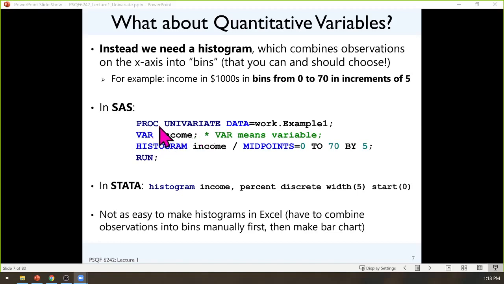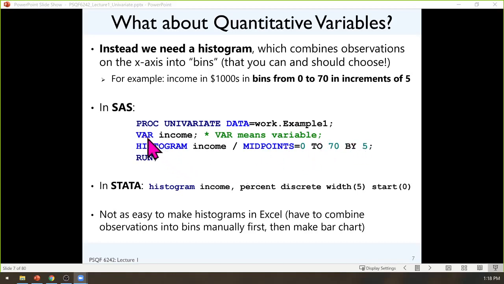But the structure of the command is very similar to what we had for procfreq. First step, after which proc it is, okay, what data set do you want me to go into? Note the semicolons at the end of everything. Semicolon is a big deal in SAS. All the lines, all the commands have to end in semicolons.